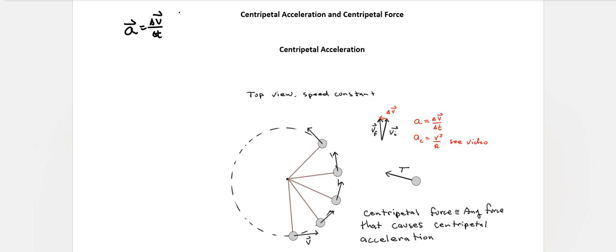And again, remember that velocity itself is a vector, which means it has a magnitude and a direction. So if you change either one, the magnitude of your velocity or the direction, you are accelerating.